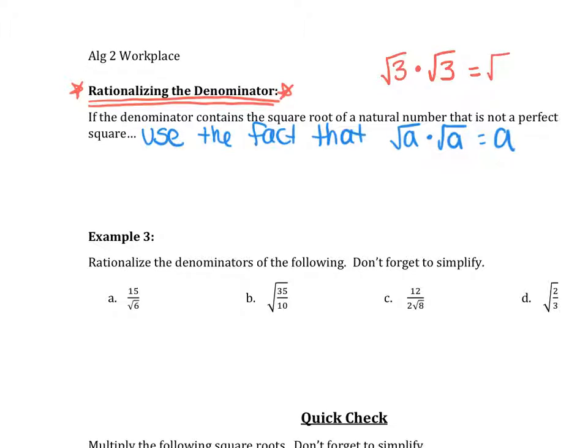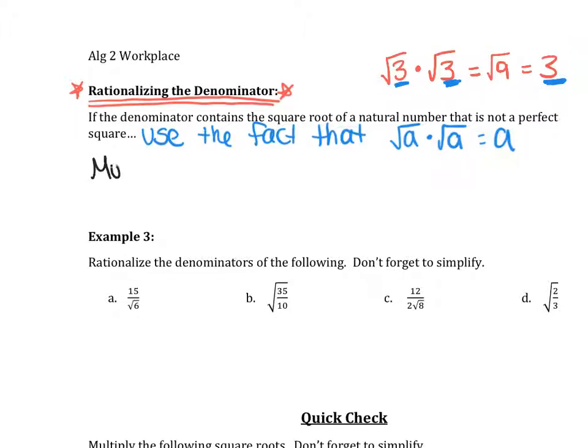What's 3 times 3? 9. Square root of 9. And what is the square root of 9? 3. So see, when both of the numbers under the square root that you're multiplying are the same, that'll end up being your answer without the square root. So we're going to use that fact to help us rationalize the denominator.